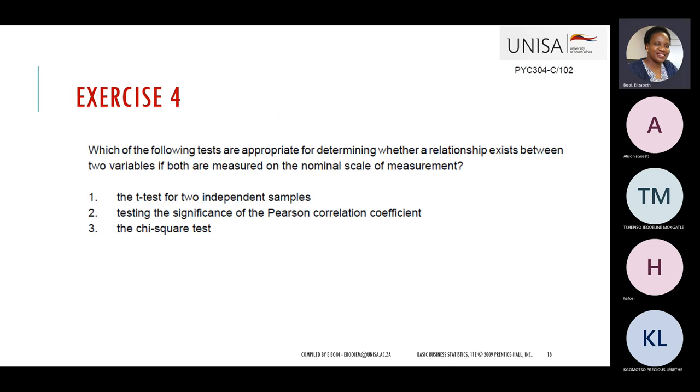Okay, so moving on to the next question. Which of the following tests are appropriate for determining whether a relationship exists between 2 variables if both are measured on a nominal scale of measurement? One says it's the t-test for two independent samples. Two states testing the significance of a Pearson correlation coefficient. And three is the chi-square test.